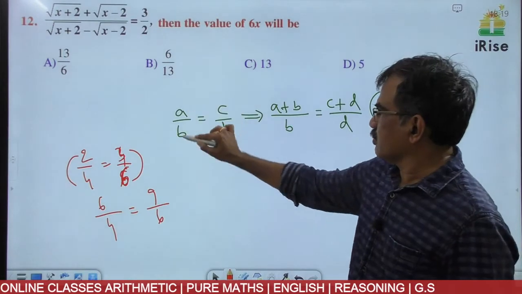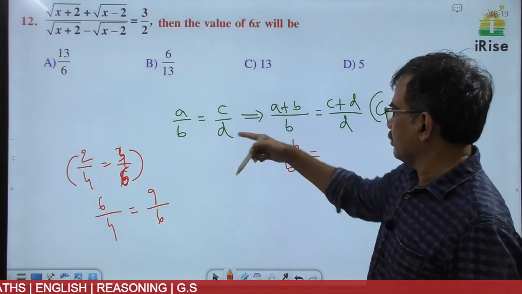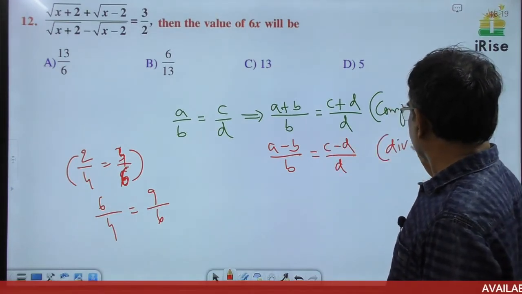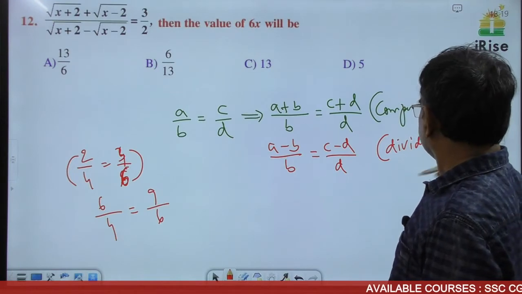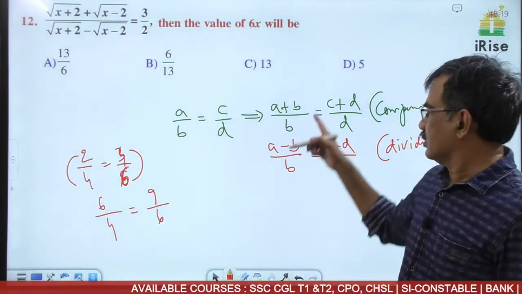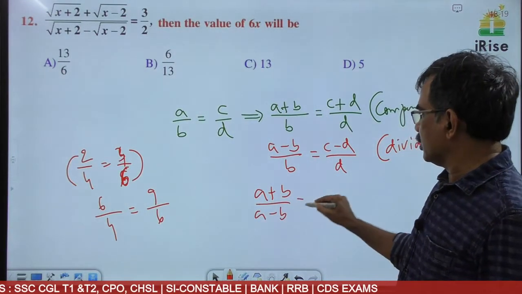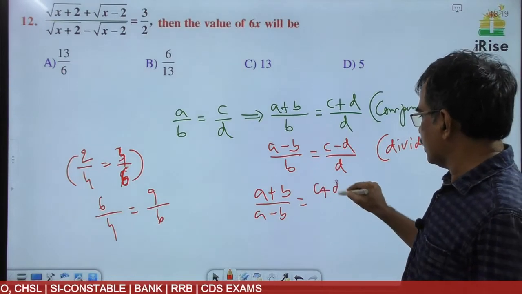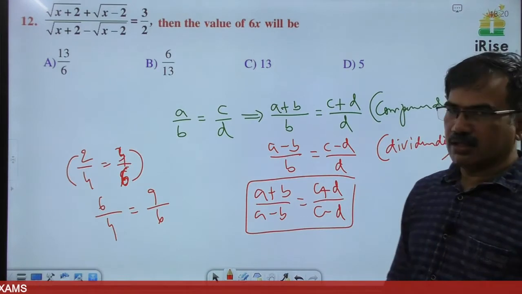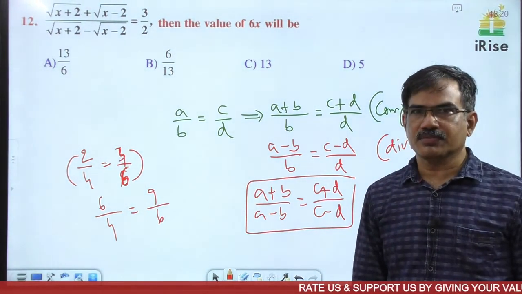Similarly, a minus b by denominator as it is equals c minus d by denominator as it is. Actually, this is called the dividendo rule. This is the componendo rule, this is the dividendo rule. If you divide these, we get (a plus b) by (a minus b) is equal to, here b cancels, (c plus d) by (c minus d). This is called the componendo and dividendo rule in ratios and proportions.